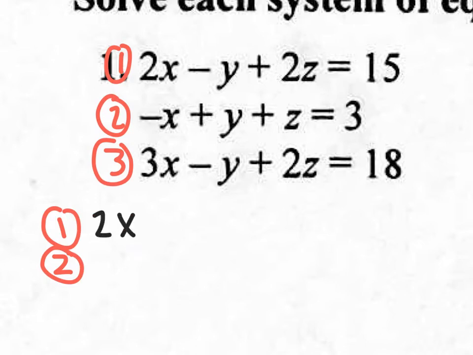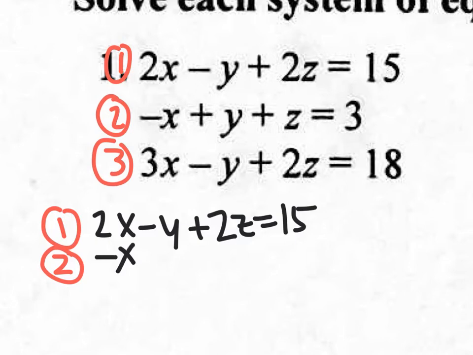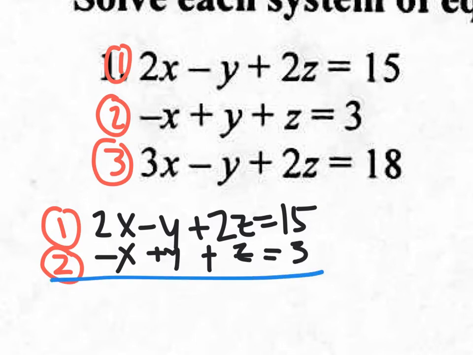It's going to be 2x minus y plus 2z equals 15. Let's rewrite number 2. That's negative x plus y plus z equals 3. So what I'm doing here with the notes of 1 and 2 is I'm showing that I'm combining my first equation with my second equation. When I combine them, the y's do cancel. I end up with a nice, beautiful 1x plus 3z equals 18.